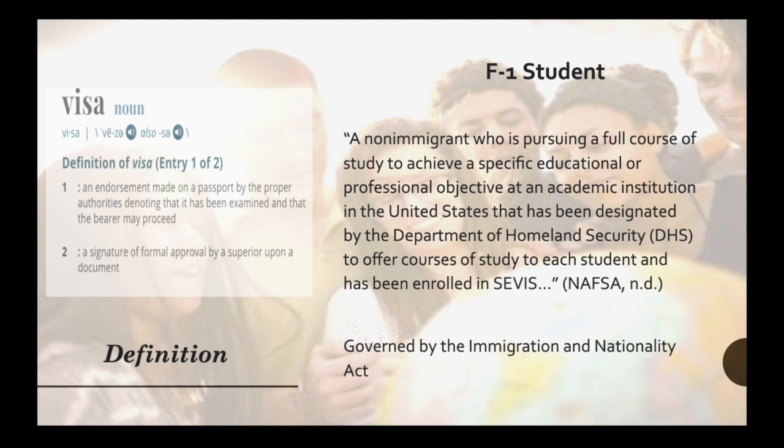So, who exactly is an F-1 student, and how does that classification differ from other classifications? Well, F-1 students are non-immigrants who are pursuing a full course of study. The primary objective for studying in the U.S. is to basically achieve a goal, whether it's educational or professional. This classification is governed by the Immigration and Nationality Act and has regulations and requirements that must be fulfilled, including maintaining a full course load throughout the duration of their program and making normal progress.